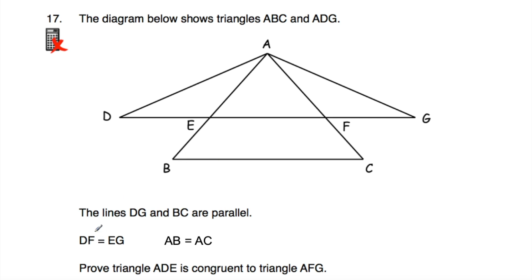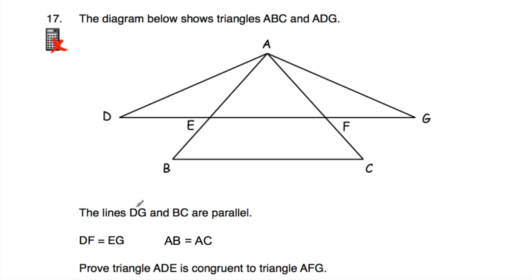We're then told that DF, that line there from D to F, is equal to EG, and we're also told that AB equals AC. And we've been asked to prove that triangle ADE, this triangle here, is congruent to triangle AFG, so AFG there. So we want to prove that this triangle is congruent to that triangle. Okay, so let's start off with this information.